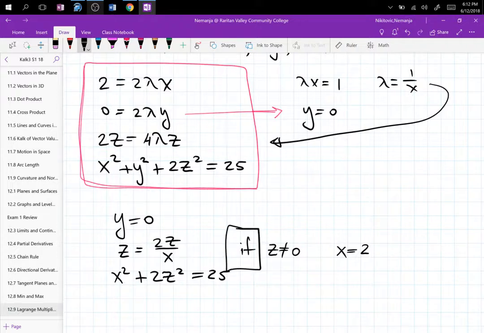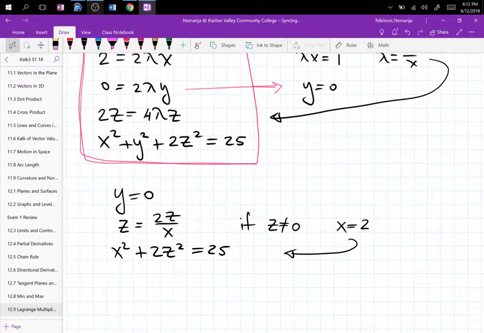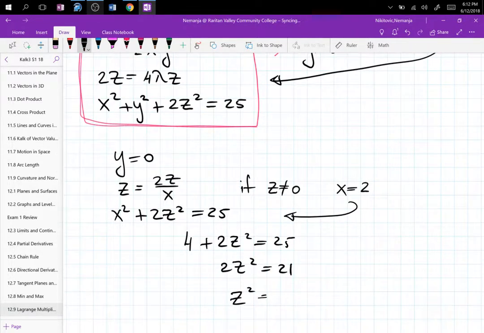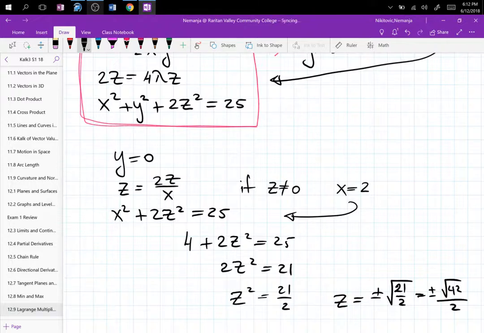You see the if over here? I'll move it closer. You see it? So now x equals 2. That goes in here. y is already 0, so I killed y already. So that's 4 plus 2z squared is equal to 25. 2z squared is 21. z squared is 21 over 2. z equals plus or minus the square root of 21 over 2, which is plus or minus the square root of 42 over 2.